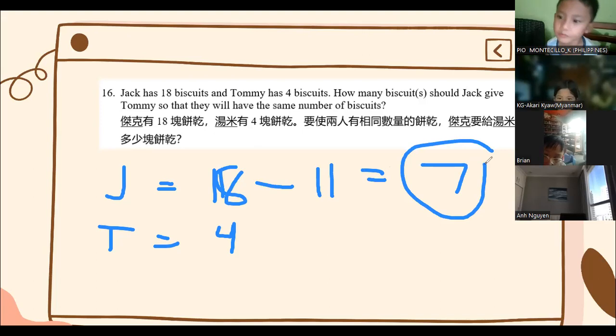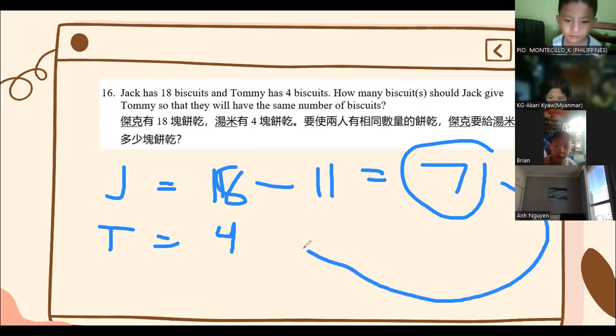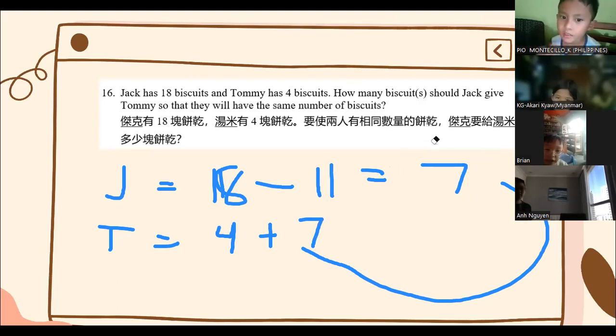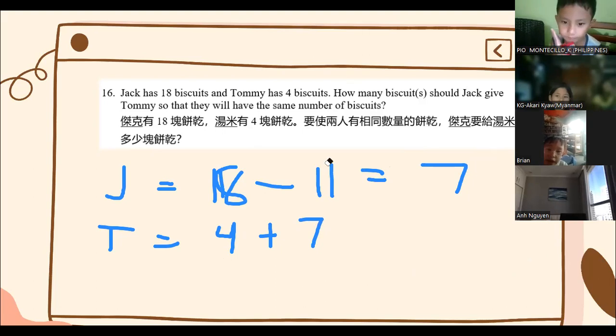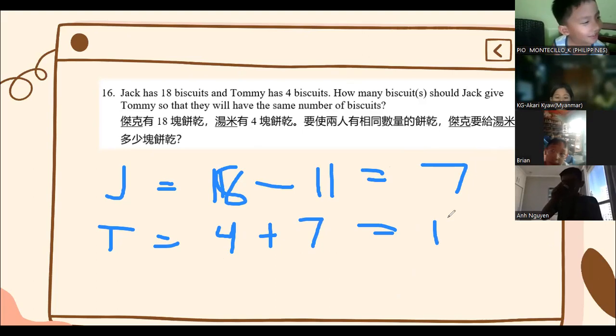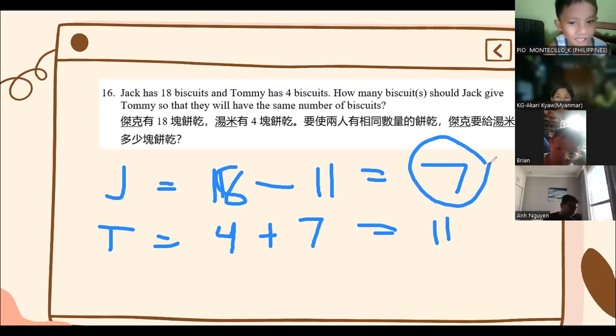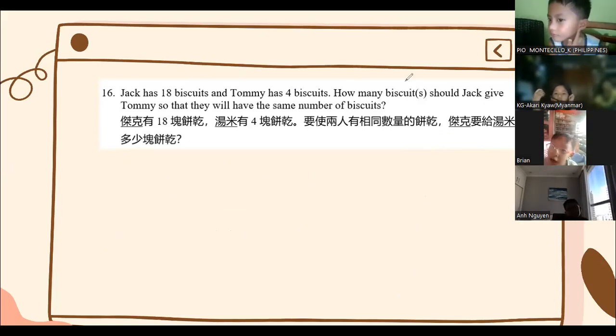And this 7 will go to Tommy, and let's see if that would equal 11 as well. So 4 plus this 7 that is coming from Jack, that is equal to 11. Very good. Yes. So now both of them have 11 biscuits. So the answer is Jack needs to give 7. Very good. Okay. How about question number 17?